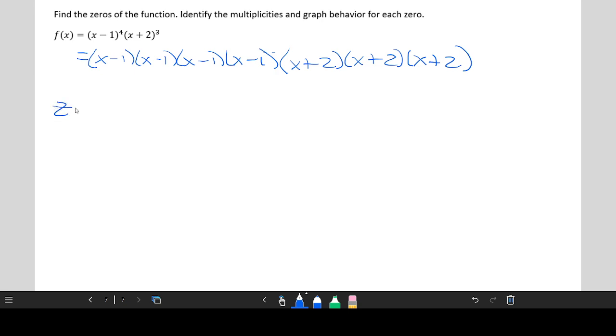So the zeros here, I'm going to make a table. This function only has 2 zeros. There's only 2 numbers you can plug in for x that would make this 0. One of them is 1, right? If you plug in 1 for x, you'll get a factor of 0. And then the other one is negative 2. If you plug in negative 2 for x, you get a factor of 0.